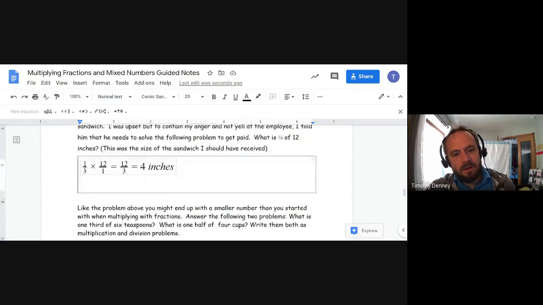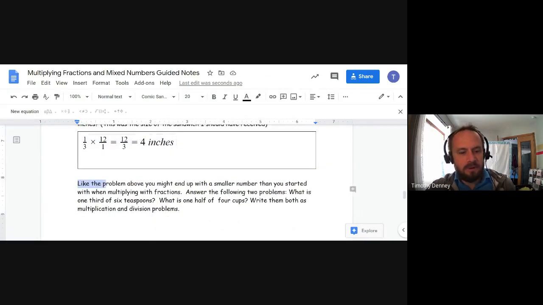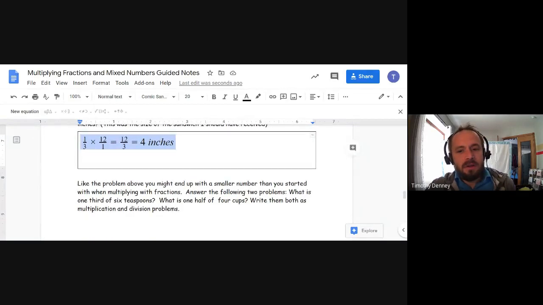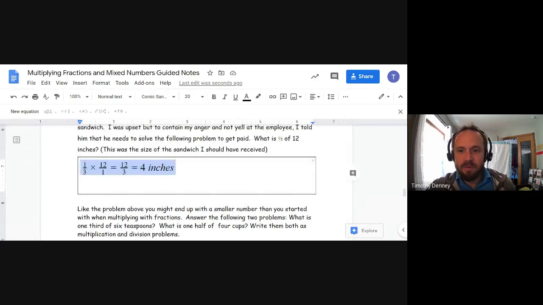Now, I want you to think about this, though. Like the problem above, you might end up with a smaller number than you started. That's kind of weird, right? When we multiply, we usually think we end up with bigger numbers. But be careful, when you multiply with fractions, as long as the top number is smaller than the bottom number, you're going to end up with a smaller whole number than you started with. Also, kind of important to realize is, what is 1/3 of? Remember I mentioned at the beginning, "of" in a word problem stands for multiplication. That's why I multiplied here.